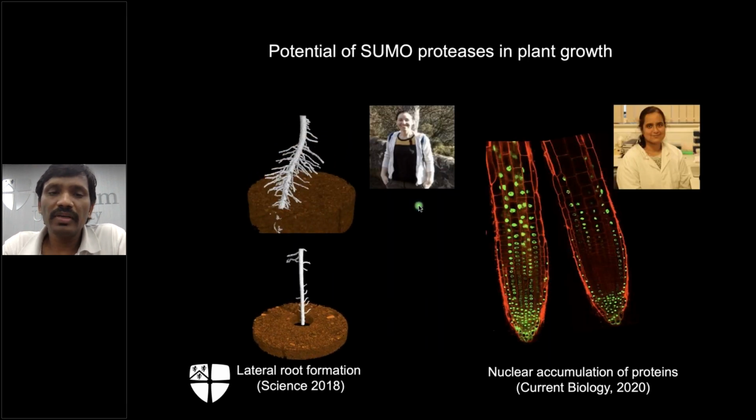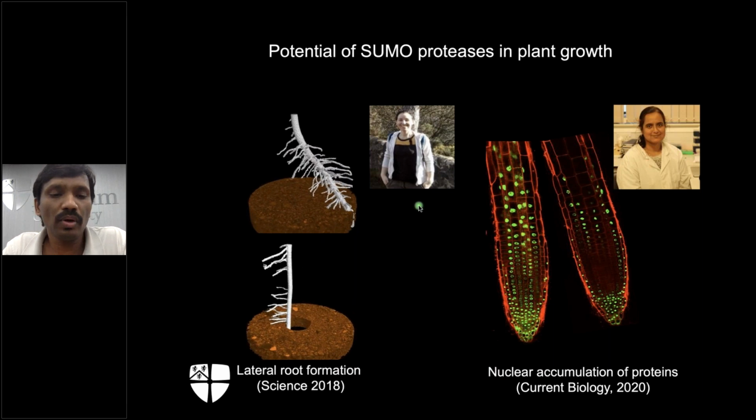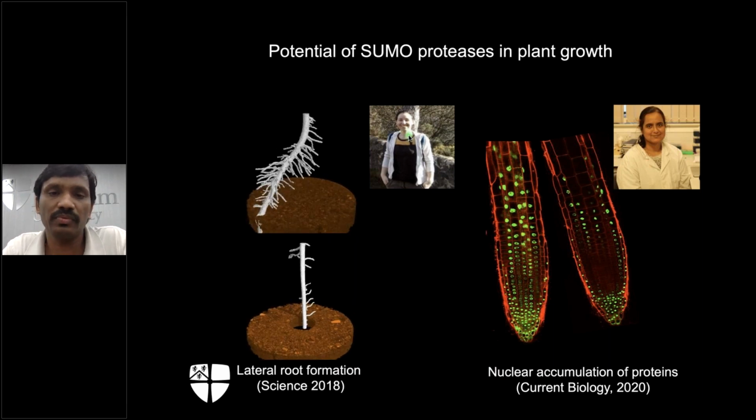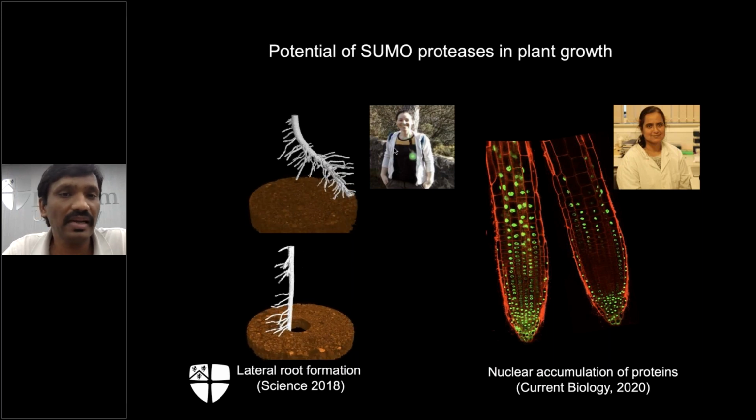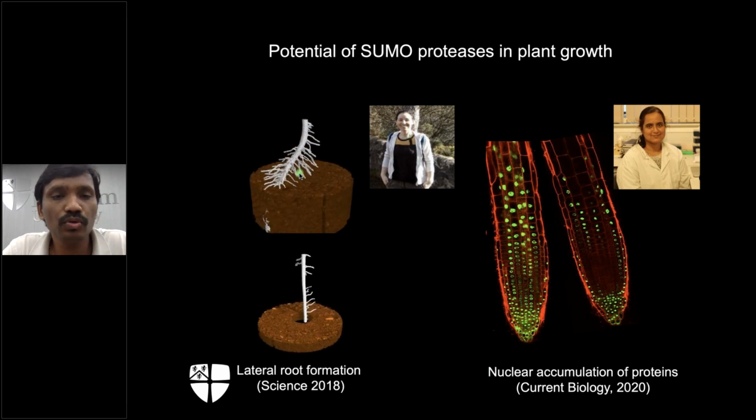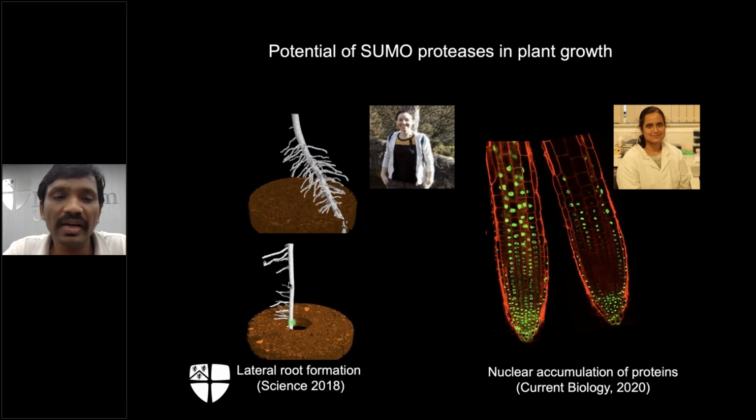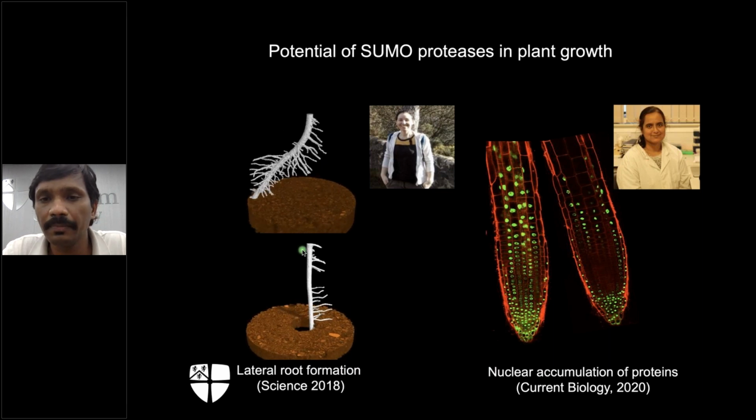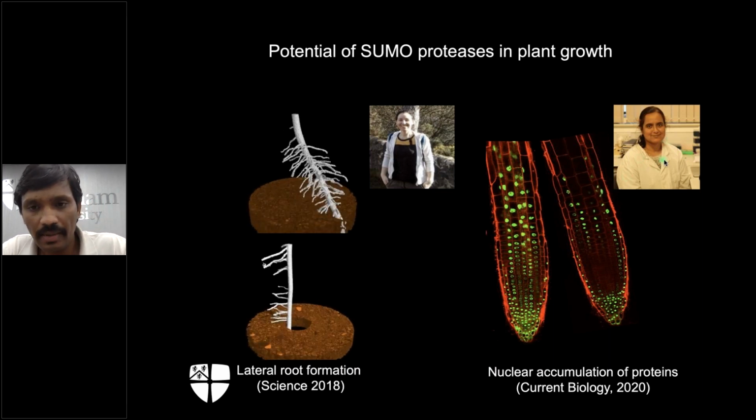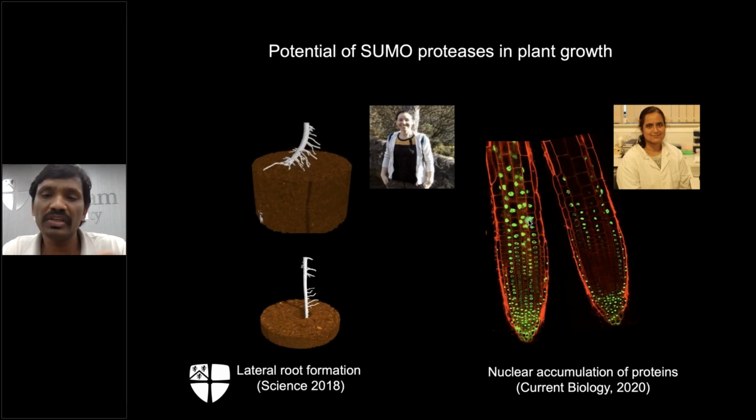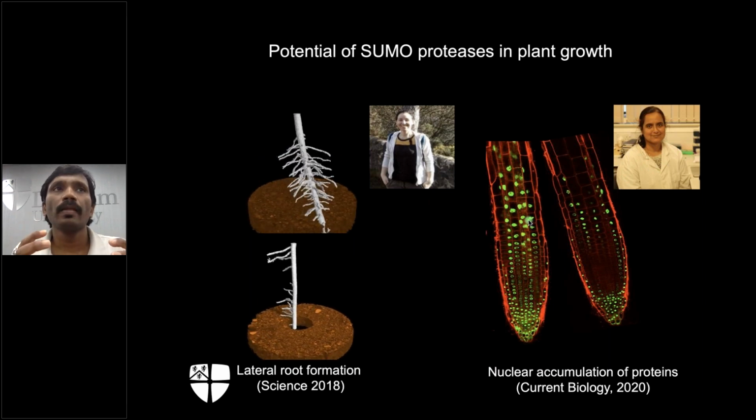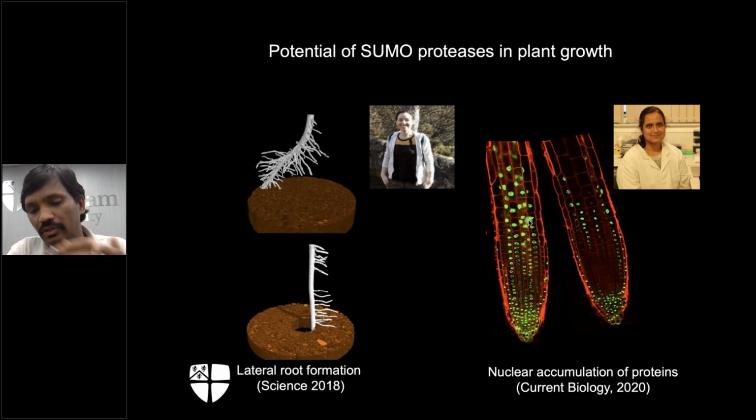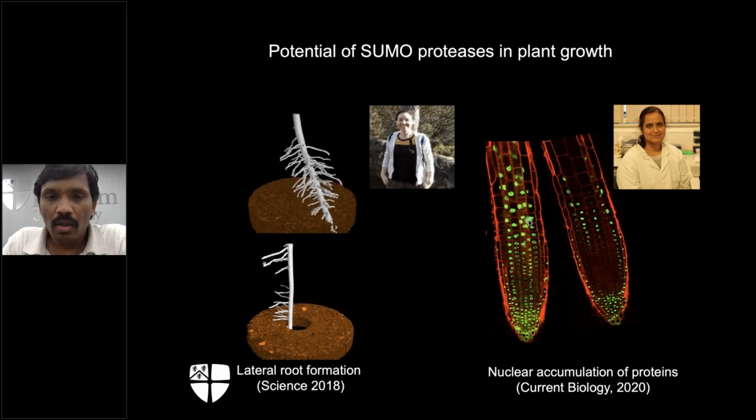In the last few years, we have discovered the role and significance of SUMO proteases in the plant system. Beatrice was the previous postdoc of Ari's lab. She showed how SUMO deconjugation and conjugation can regulate lateral root formation depending on water availability. Whereas Momita, a postdoc in Ari's lab, showed how SUMO conjugation and deconjugation can regulate specific protein transport from cytoplasm to nucleus.